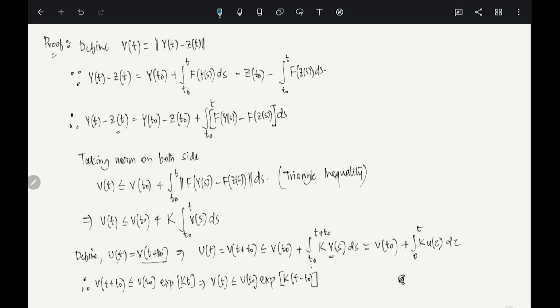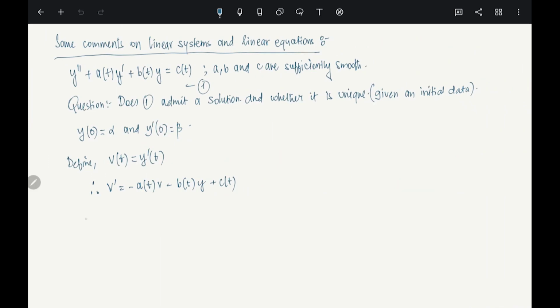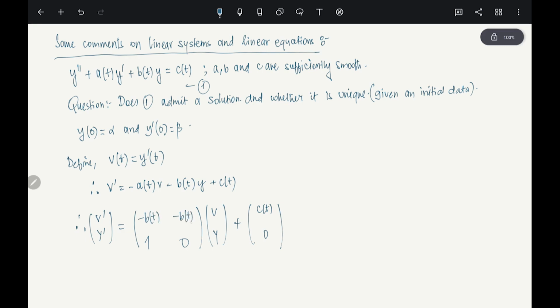Now if you write it in terms of a system, we have v prime, y prime, equals a matrix times y, v plus c t, 0. Y prime is nothing but v, so basically it is 1 0, and v prime is nothing but minus b t times y and minus a t times v.